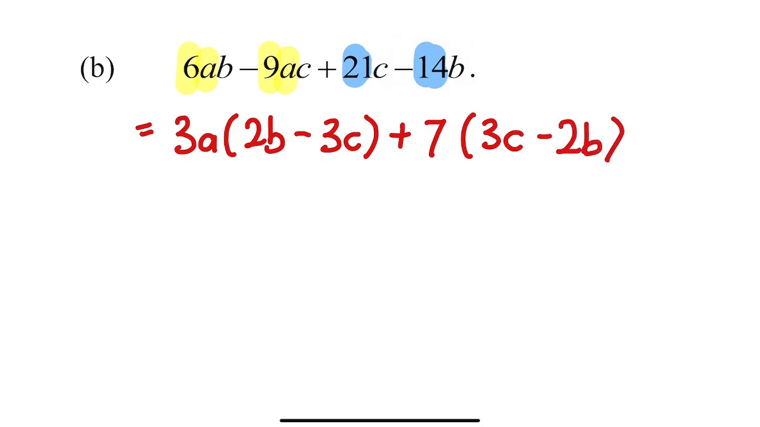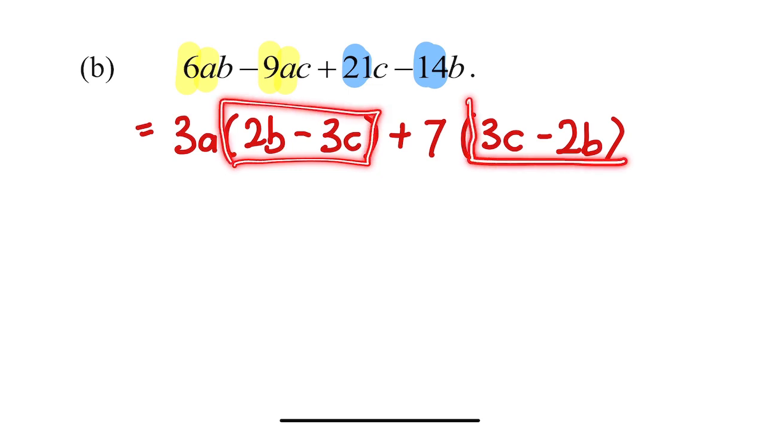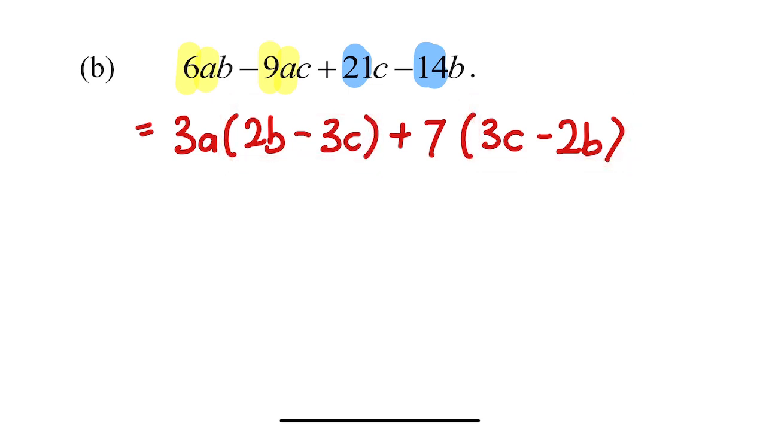Then now I check again. Can I group them together? 2B minus 3C is different from 3C minus 2B. What I can do is make them the same. I can factorize out a negative from this entire bracket over here. Factorize out negative means that I'll turn negative 2B into positive 2B, and positive 3C will turn into negative 3C. So this will become 3A times 2B minus 3C minus 7.